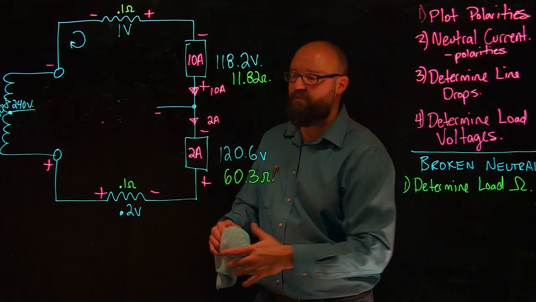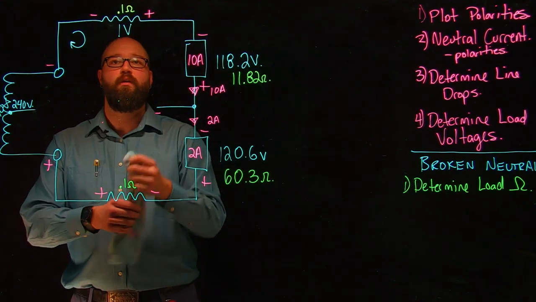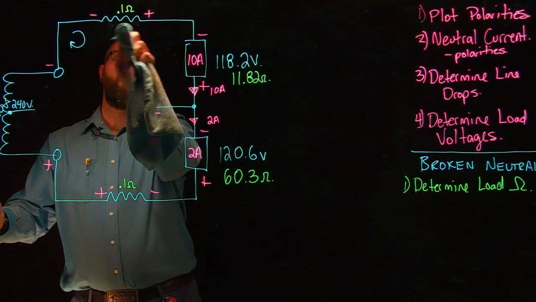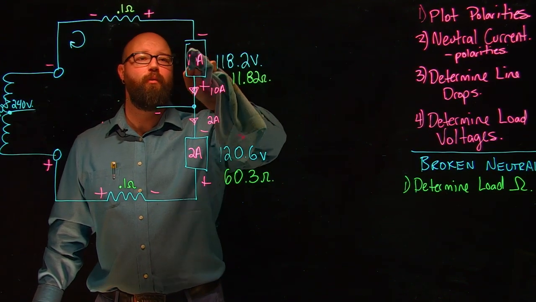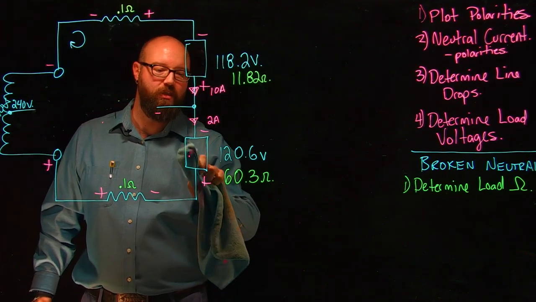Okay, so this 0.2 volts disappears. All the currents disappear. This 0.1, or 1 volt rather, disappears. Even the current that was drawn by my load, it drew that current because of the way it was connected into this circuit.